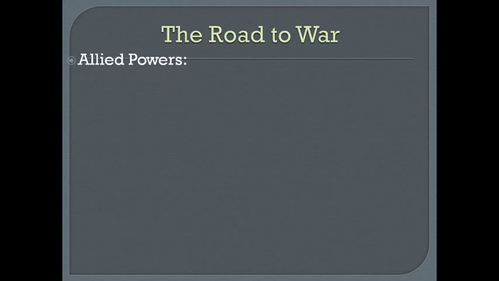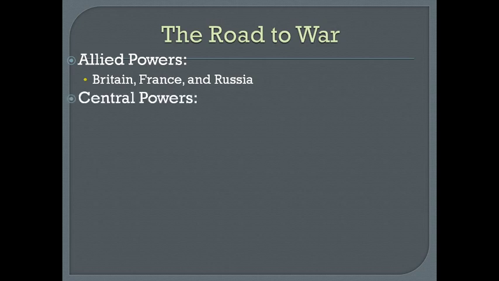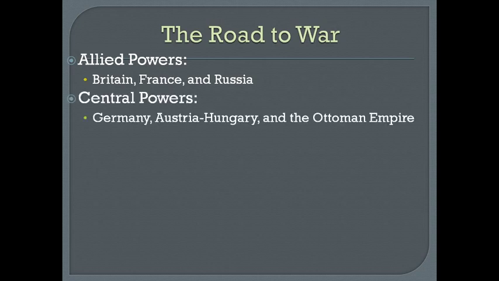Alright, so the road to war, we have two alliances that form. The Allied powers, which consist of Britain, France, and Russia, and we also have the Central powers, which consist of Germany, Austria-Hungary, and the Ottoman Empire. So when talking about the causes of World War I, I like to look at the long-term causes first, because a war this global and significant did not happen overnight, and it was actually the result of many long-term causes.